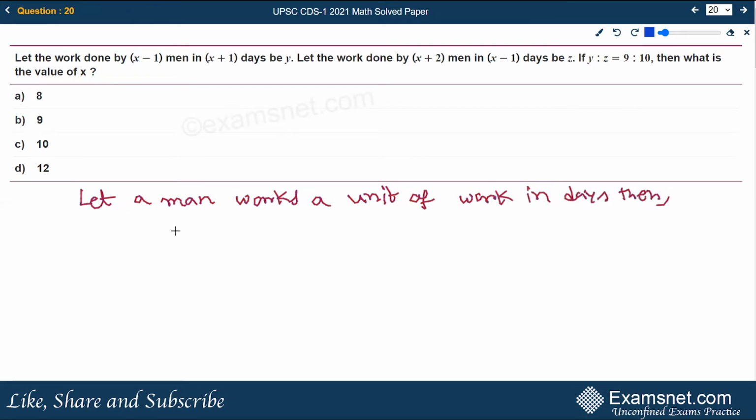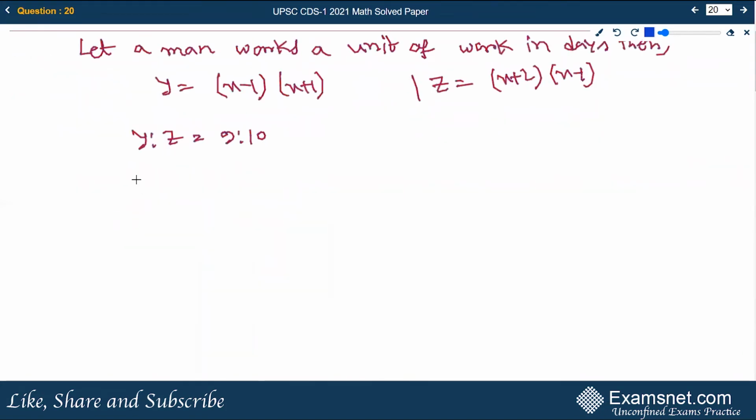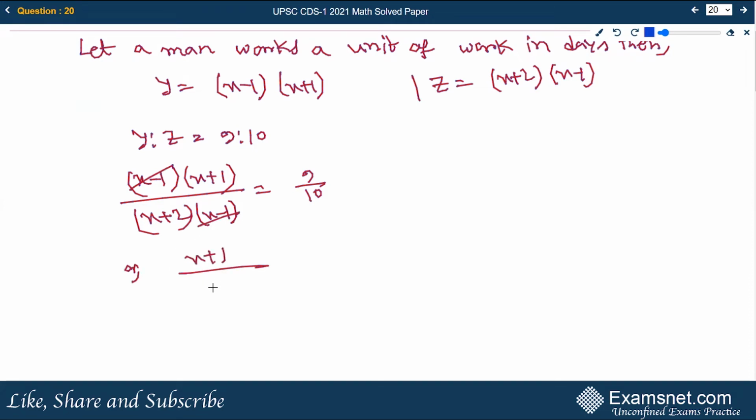Then y equals (x minus 1)(x plus 1), and z equals (x plus 2)(x minus 1). We are given y is to z, that is 9 is to 10, correct? So let's write (x minus 1)(x plus 1) over (x plus 2)(x minus 1) equals 9 by 10. Now both x minus 1 will get cancelled. So we are given (x plus 1) by (x plus 2) equals 9 by 10.